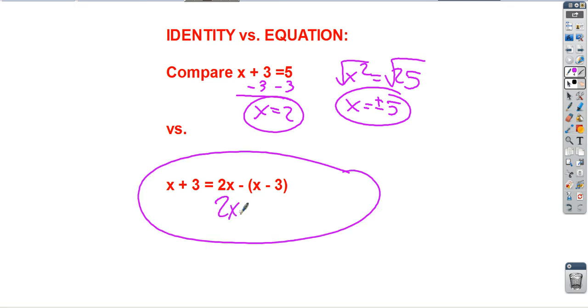So if you were to distribute this x right here, 2x minus x is x. X plus 3 is identical to x plus 3. It's always identical to x plus 3. There's no x value that you could plug in where the left side would not be equal to the right. Whereas at the top, there's a lot of x values. This one is untrue for any x value except for 2.